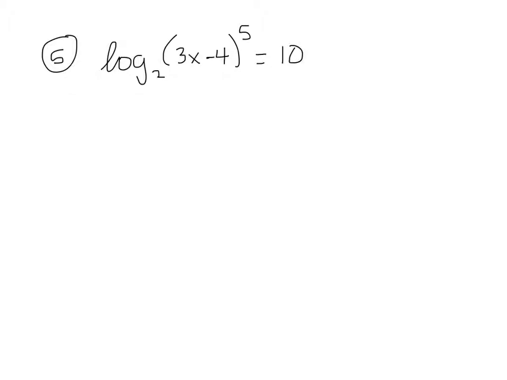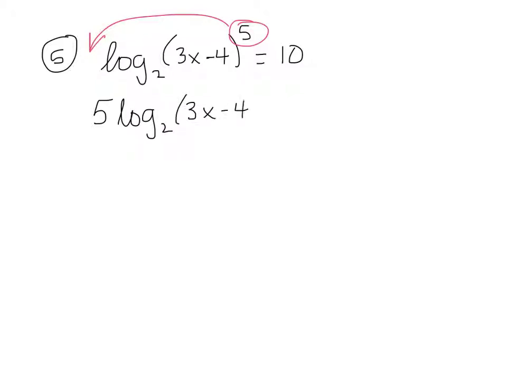You don't want to take 3x minus 4 and raise it to the 5th. But if you remember that you have exponents with logarithms, that they can go to the front. That's the whole reason we created logarithms, to be able to drop exponents. It makes this a little bit easier. So you get 5 times log base 2 of 3x minus 4 is equal to 10.